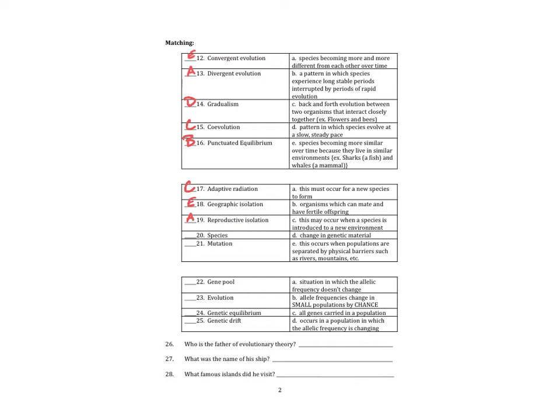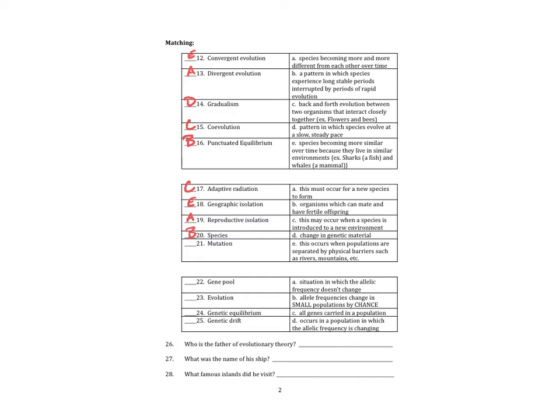Number 20 is species. That's letter B. This is an organism that can mate and have fertile offspring with other members of the same species. So like if you have a bunch of mallard ducks, for example, that's one species. They don't breed with other species of ducks.